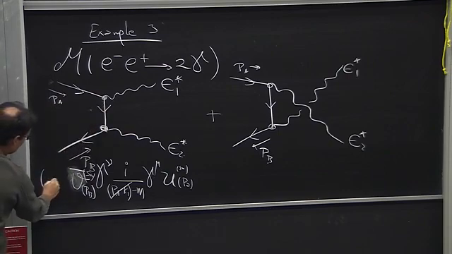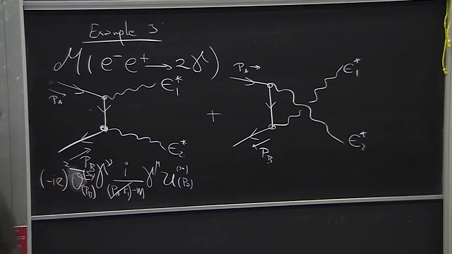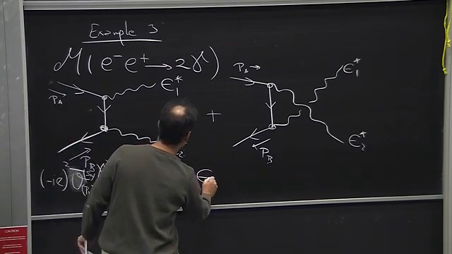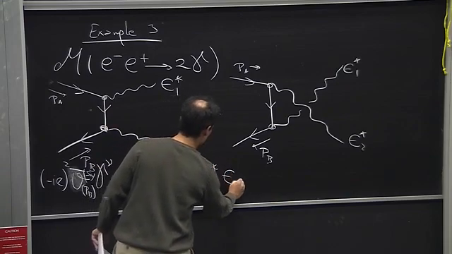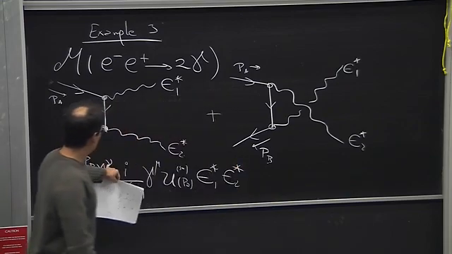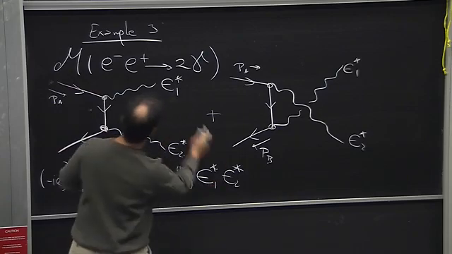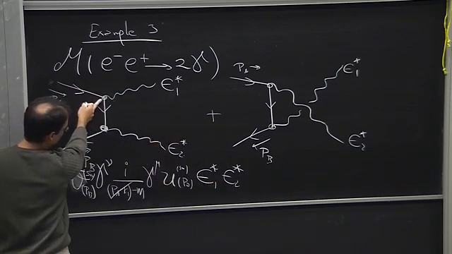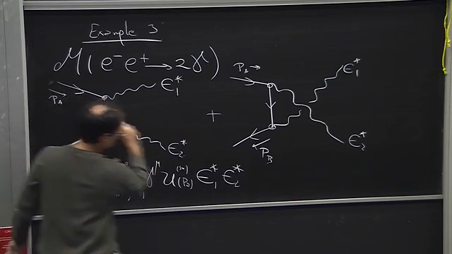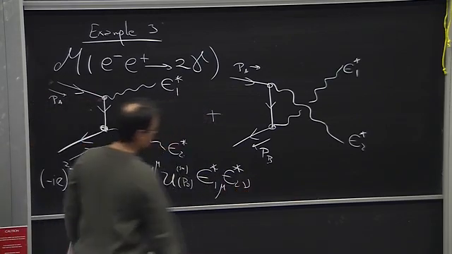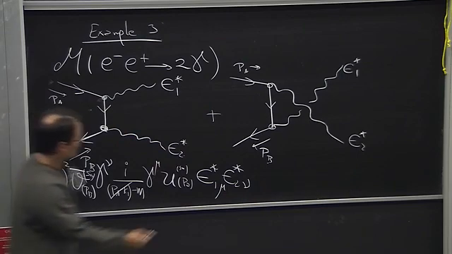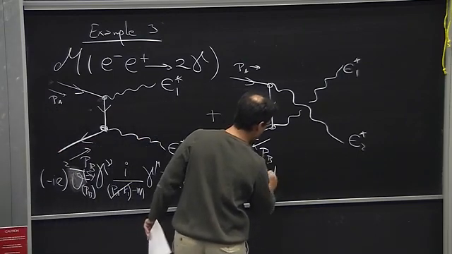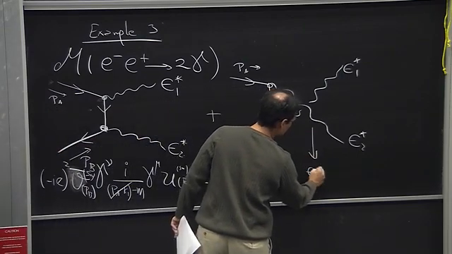Every vertex gave me a minus i e. So I get two of those. And now I put the polarizations, contracted with the corresponding index. So which guy goes with mu? Epsilon 1. And epsilon 2 goes with nu. Okay? So the next diagram is your exercise.